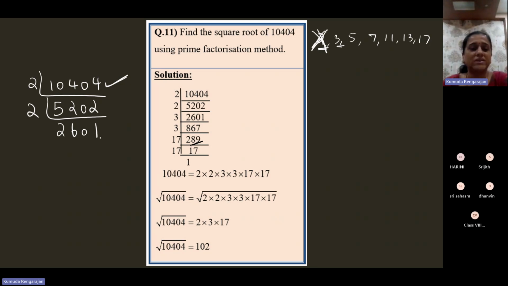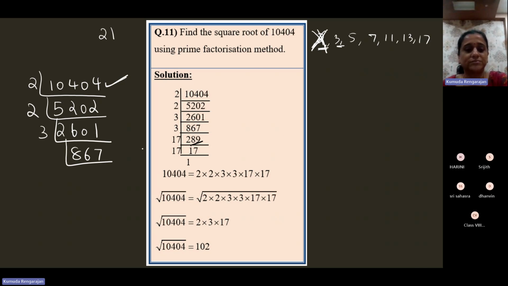Now see if it's divisible by 3. 2 plus 6, 8. 8 plus 1, 9. Yeah, it is divisible by 3. Then divide by 3. So 3, 867 times. Again, you don't have to check for 2. It won't be divisible by 2. 2 is done. In this factorization, you will not get 2 again. So see if it's divisible by 3. 8 plus 6, 14. 14 plus 7, 21. Yeah, it is divisible because the sum of the digits is 21 and 21 is divisible by 3. So this number is divisible by 3.